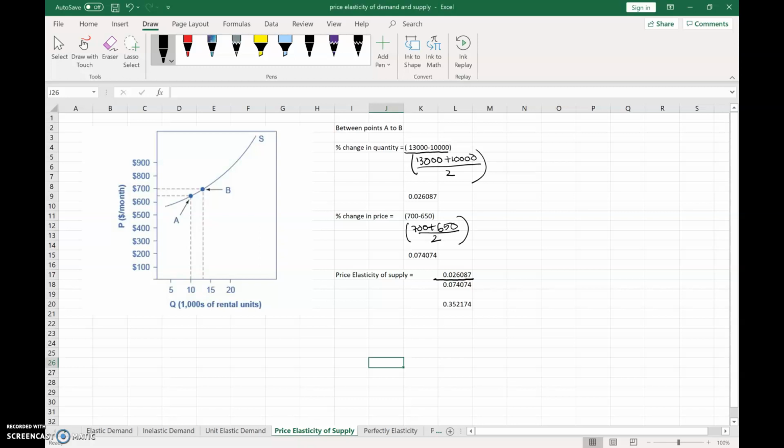We have price on the vertical axis and quantity on the horizontal axis. I see 2 points, point A and point B. The point A is the initial point and point B is the new point. I will calculate the price elasticity of supply using the midpoint method.